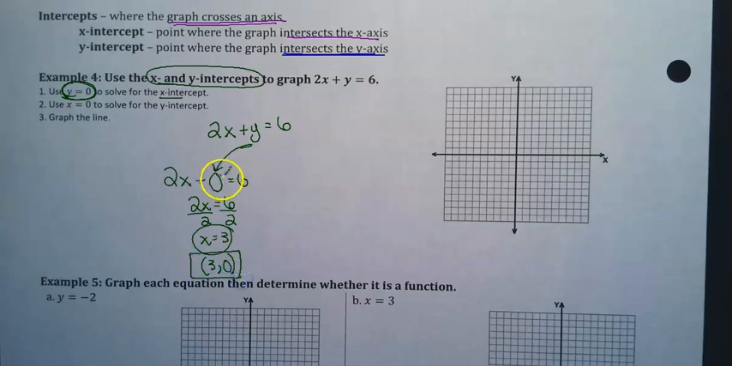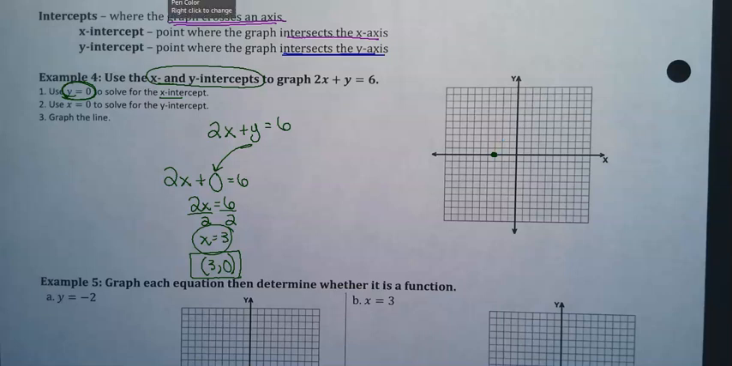Okay, because I put a 0 in for y, I got an x of 3 out. So it's (3, 0). So 1, 2, 3, and 0. I'm not going up or down. That's my x-intercept. That's where this line is going to touch or cross my x-axis.